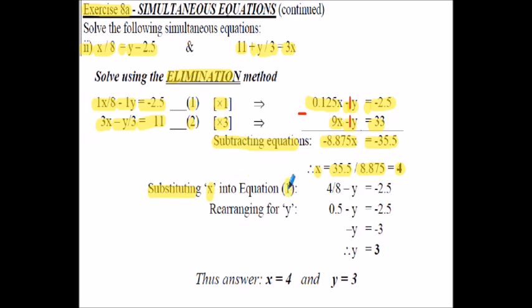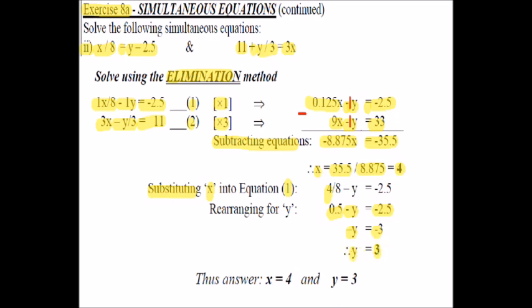I've chosen 1 here. So we're simply going to put the value of x into the equation. So instead of having x divided by 8, we've now got 4 divided by 8. Take away the y is equal to minus 2.5. Now just simply rearrange the equation. On the next line, I've just simplified the 4 divided by 8 is 0.5. Take away y is equal to minus 2.5. And then if I take 0.5 from both sides, I end up with minus y is equal to minus 3. Minus is cancelled there, so y is equal to 3.